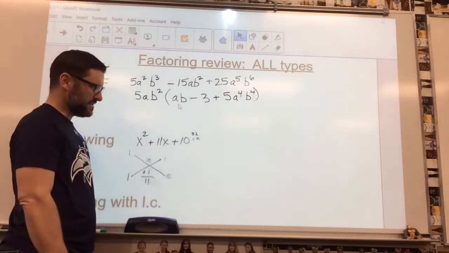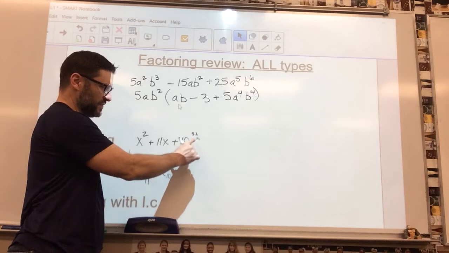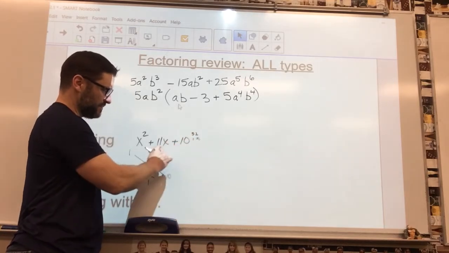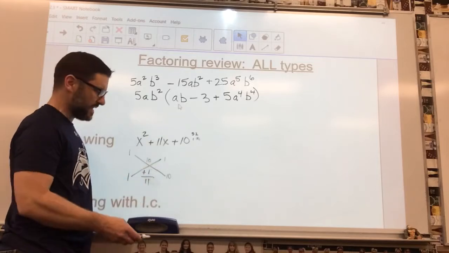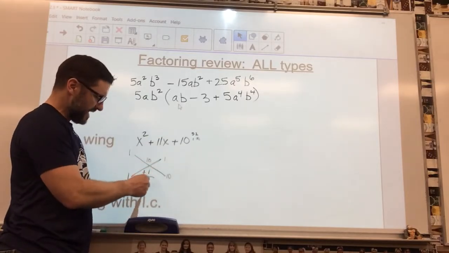Now, as you get good at these, you should be able to look at those and think, oh, 5 and 2, or 1, oh, it must be 1 and 10 to get me to 11. So you don't have to go through the whole guess and check process. But I got it. I got 11 in my middle term.